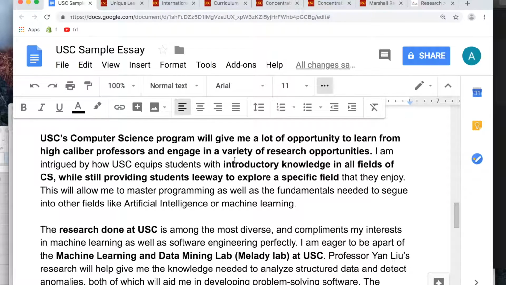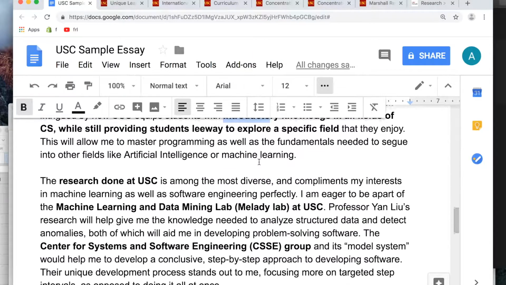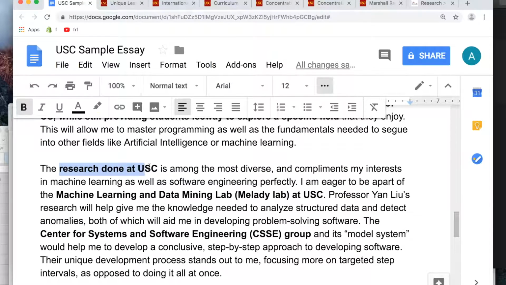Another essay that we can talk about is from another student with another major, computer science. He talks about how USC will give him the opportunity to learn from high caliber professors and engage in a variety of research opportunities. These are very general, which is okay for just one or two sentences to start the essay. But then the student has to go deep into how USC will help them get there. An example is that the research done at USC will help him get there.